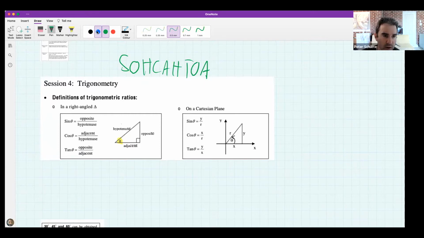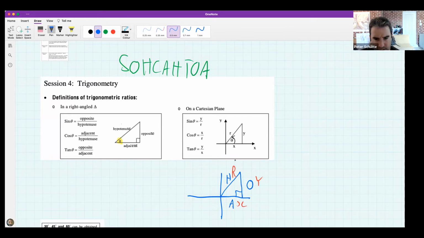Now, trigonometry can also happen on the Cartesian plane. And when it happens on the Cartesian plane, instead of using O, A, and H, we use Y, X, and R. That's why sometimes you see the trig ratios in terms of X, Y, and R. It's just when the right-angled triangle is being drawn on the Cartesian plane. And so we need to know how to work with triangles on the Cartesian plane.